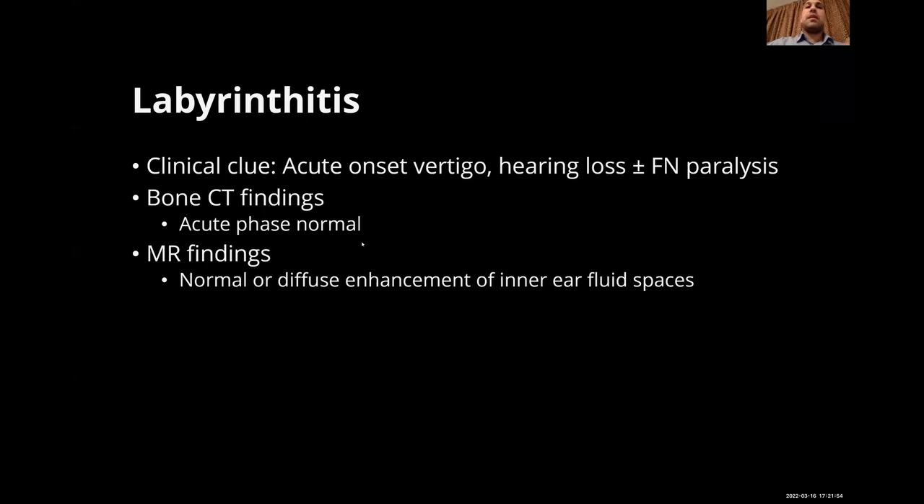Labyrinthitis is the acute onset of vertigo. Hearing loss also, but mainly vertigo. In the CT, acute phase is normal, no findings in the CT, unless it becomes chronic and the labyrinthitis ossificans. But in the MRI, either normal or diffuse enhancement of the inner ear fluid spaces. Okay.